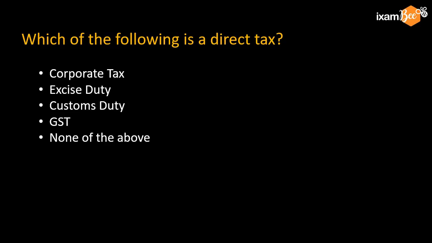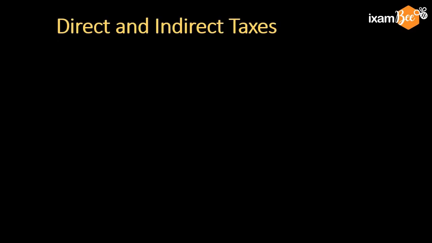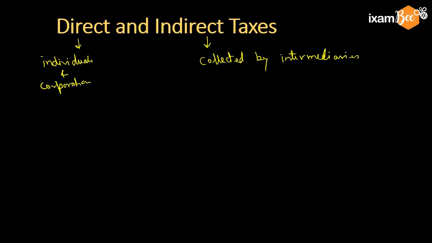Coming to the question, which of the following is the direct tax? First you need to understand what are direct and indirect taxes. Direct taxes are those which are paid directly by the individuals and corporations. Directly means they pay directly to the government of India. Indirect taxes are collected by intermediaries. The person who is actually giving it to the government of India is not bearing the burden of it.